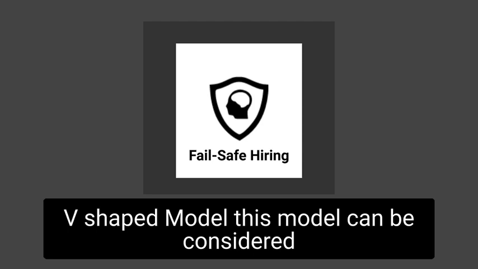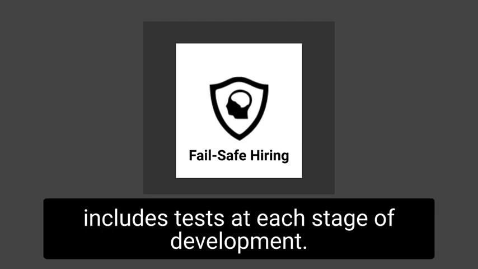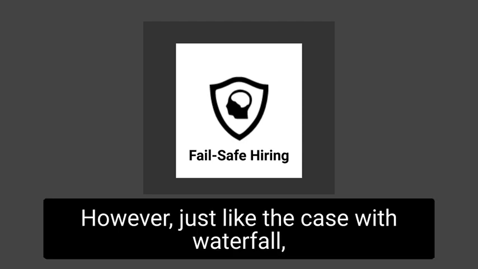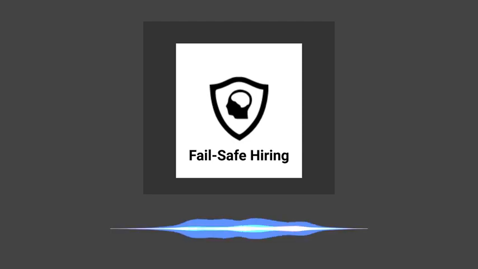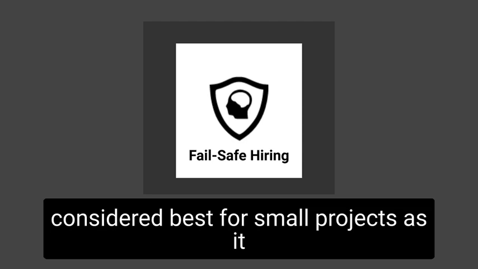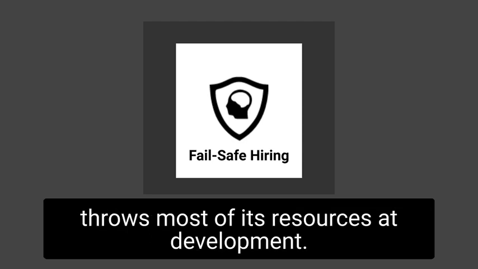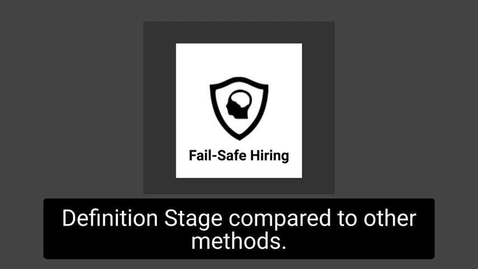V-shaped model. This model can be considered an extension of the waterfall model, as it includes tests at each stage of development. However, just like the case with waterfall, this process can run into obstructions. Big Bang model. This SDLC model is considered best for small projects as it throws most of its resources at development. However, it lacks the detailed requirements definition stage compared to other methods.